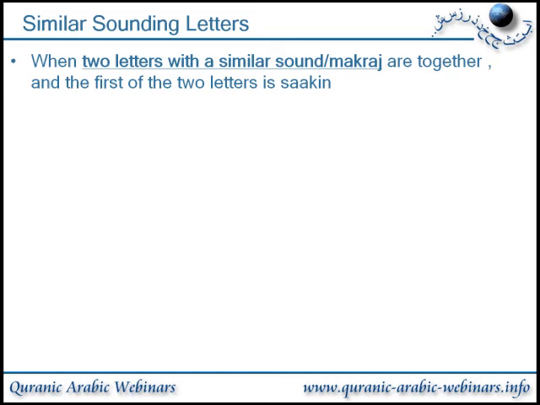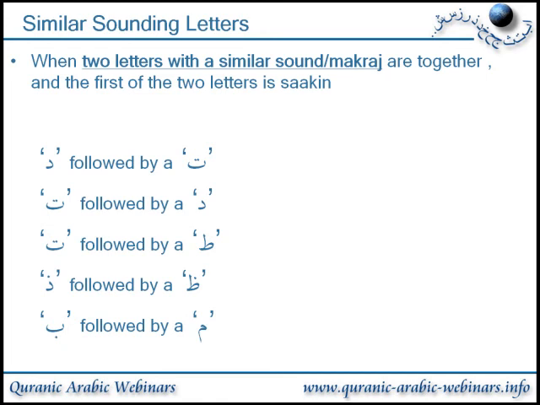Now we'll move on to the second group. When two letters with a similar sound or similar makhraj, i.e. point of articulation, are together, and the first of the two letters is sakin. Now there's a whole set of letters that follow this rule. So we're going to list them. There's quite a few. So this is the first set.